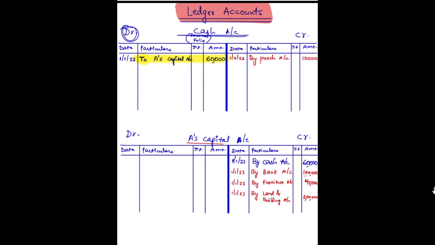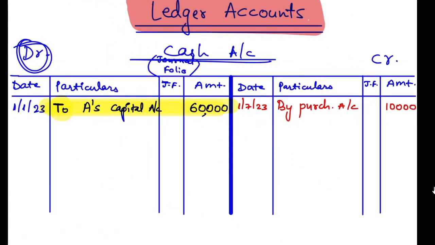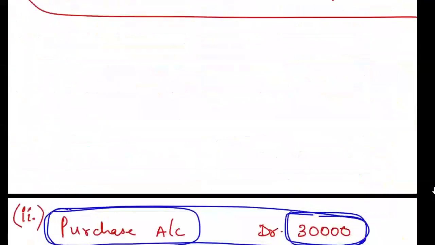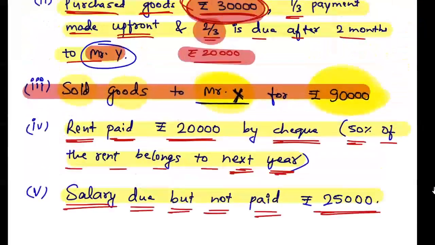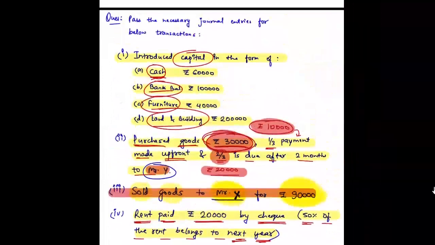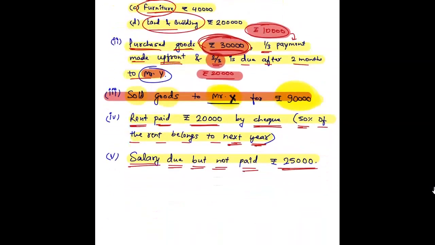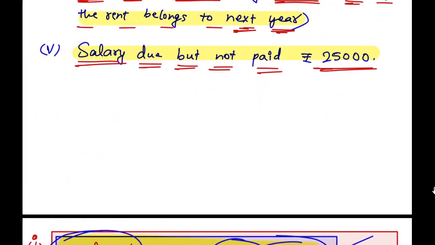So we have done the ledger entries. Now we have to learn how to close these ledgers when we close our books of accounts. So let us go back to the question. What does the question say? We have done all these journal entries. Now I will move forward in the question. If you want, you can write it down.